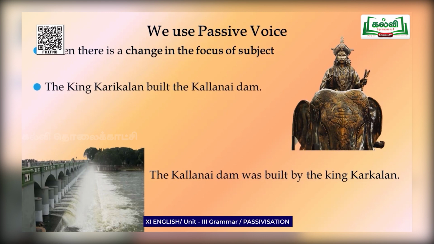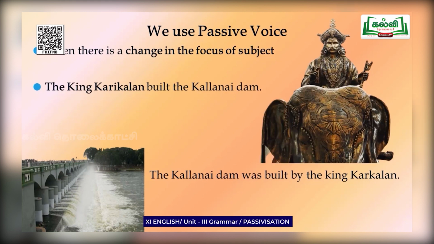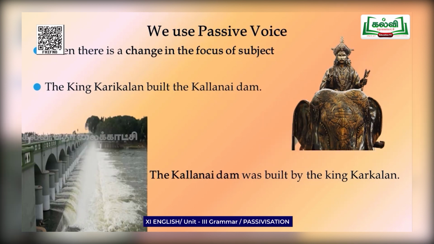"The King Karihalan built the Kallanai Dam." "The Kallanai Dam was built by the King Karihalan." In both sentences, there is a shift in the focus of the subject. In the first sentence, the focus is the King Karihalan, but not the Kallanai Dam. In the second sentence, the focus is shifted to the Kallanai Dam. The subject of the discussion is the Kallanai Dam, not the King Karihalan.